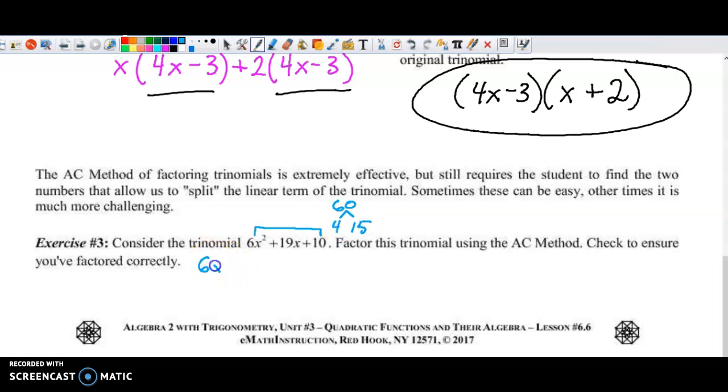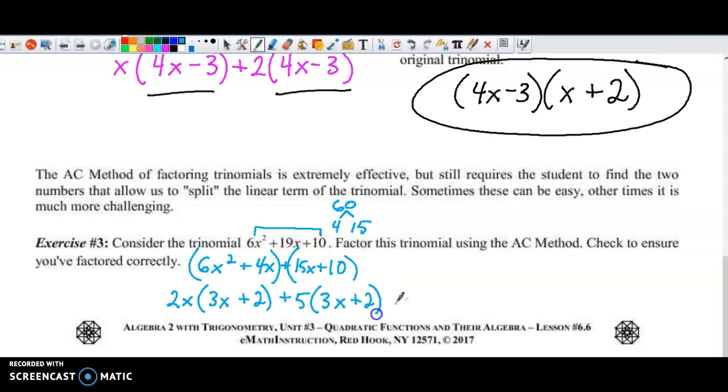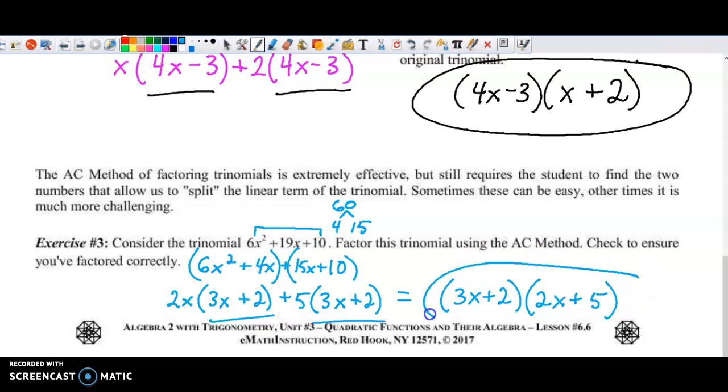So how you would do this problem: leave 6x squared alone, leave the 10 alone, but rewrite that middle piece as 4x plus 15x. And again, you could switch those 2 around. It actually doesn't matter. And as you group the first 2, the greatest common factor there is 2x, 3x plus 2. The greatest common factor of the last 2 terms is 5. And again, you're left with 3x and 2. And so you have the same piece in here, so you write that once. And then your other piece would be 2x plus 5.